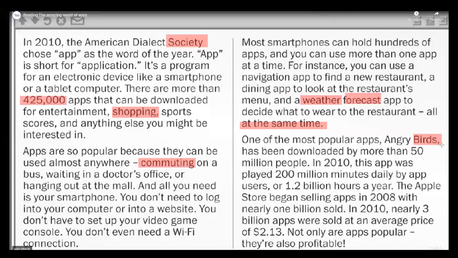In 2010, this app was played 2,000 million minutes daily by app user, or 1.2 billion hours a year. The Apple Store began selling apps in 2008 with near 1 billion sold. In 2010, and near 3 billion apps were sold at an average price of $2.3. And not only are apps popular, they're also profitable.